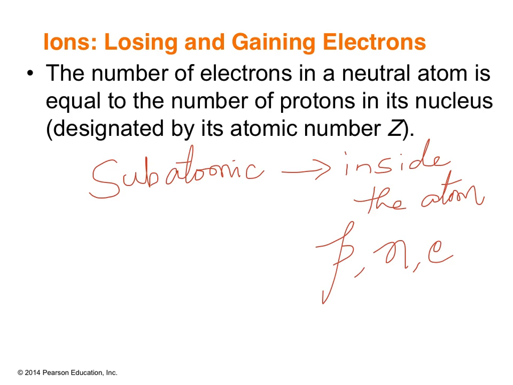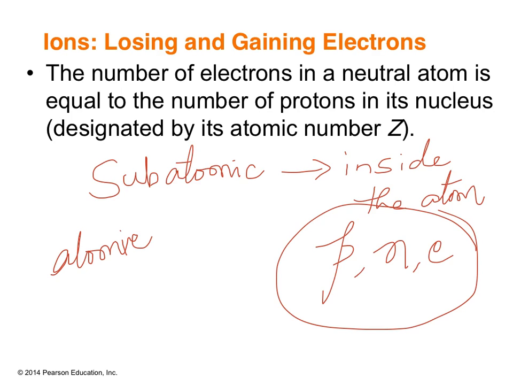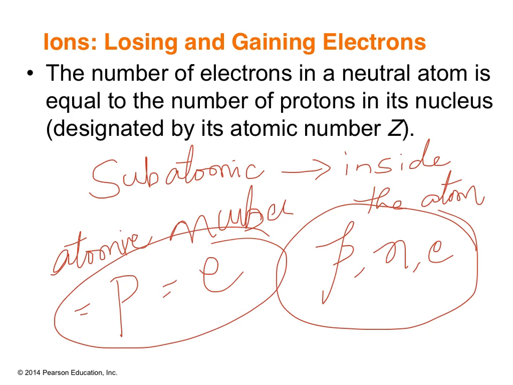When we were talking about subatomic particles, I said atomic number, we discussed that atomic number is equal to number of protons, which is also equal to number of electrons. That is the case of neutral atoms, where we're just talking about elements in regular.